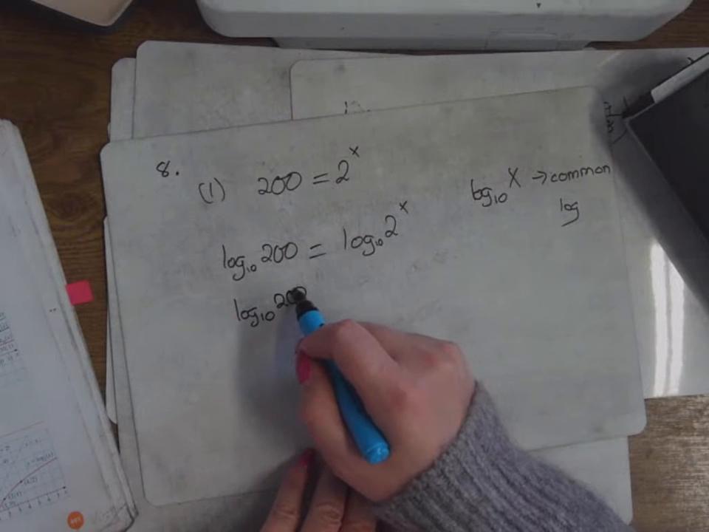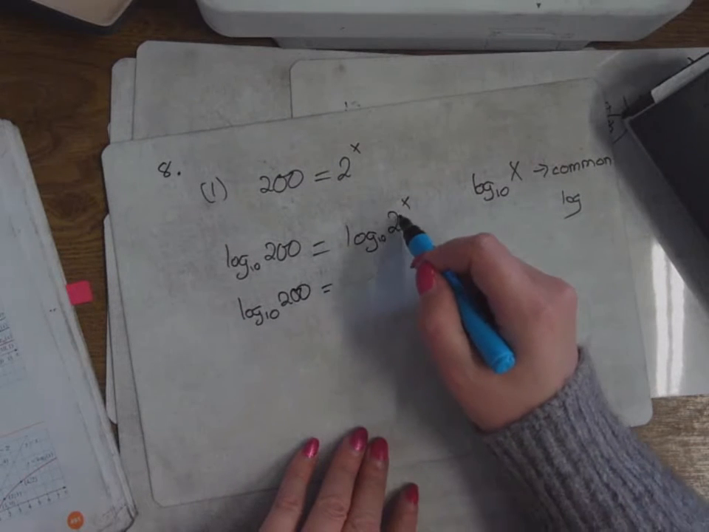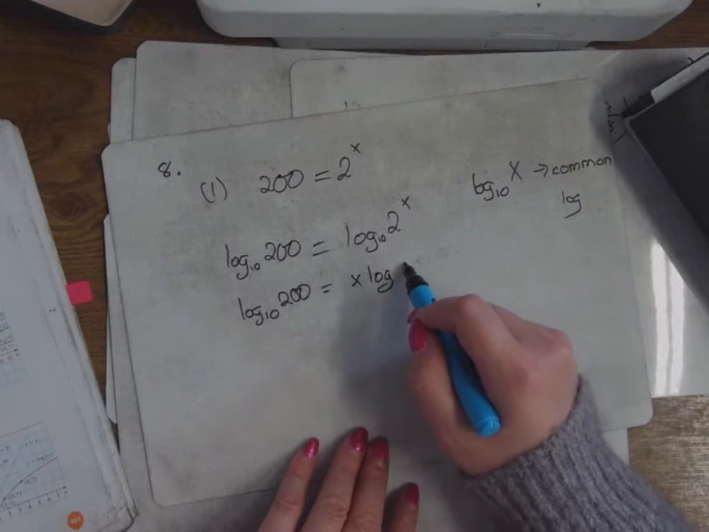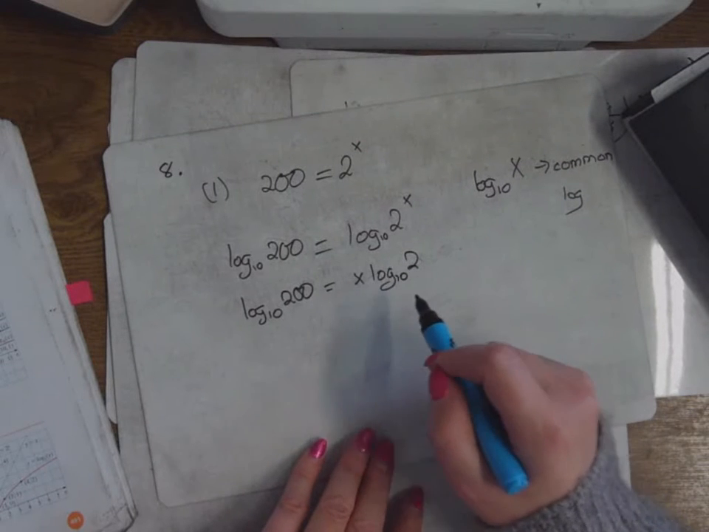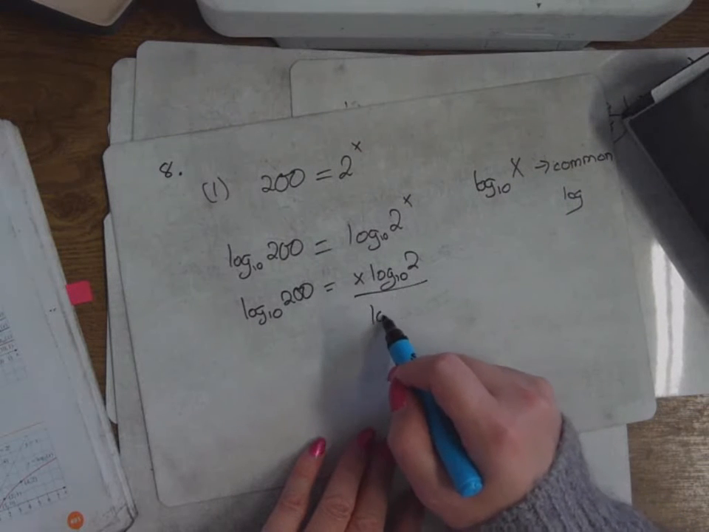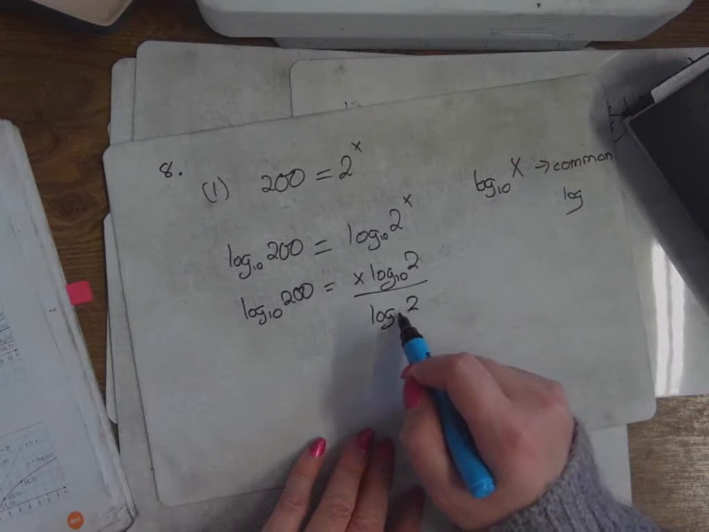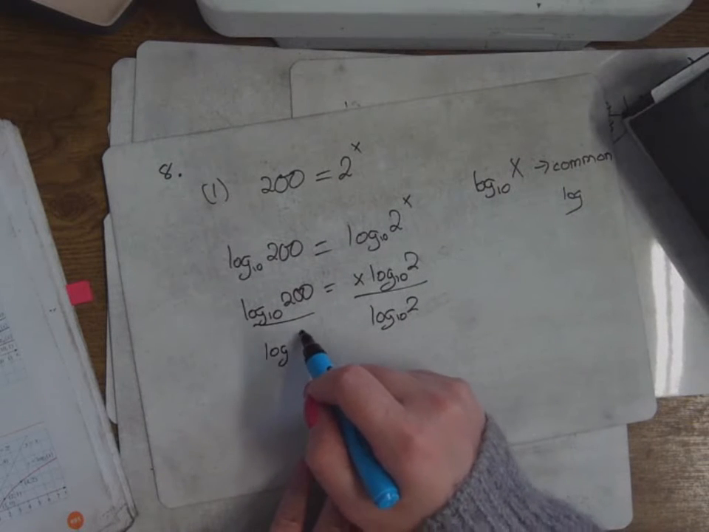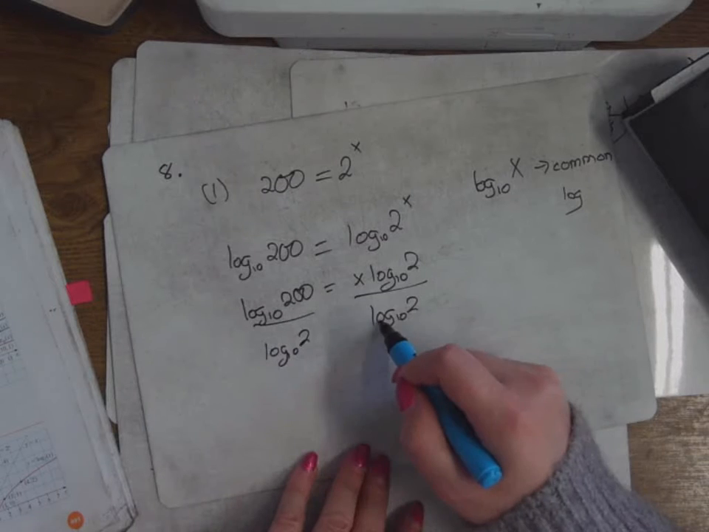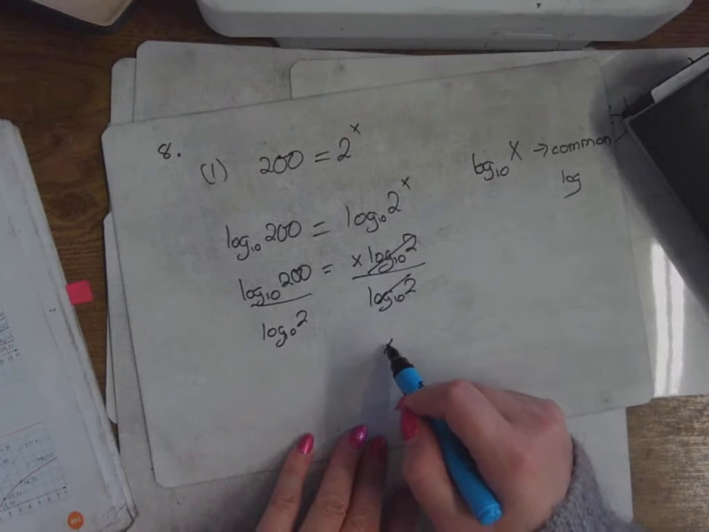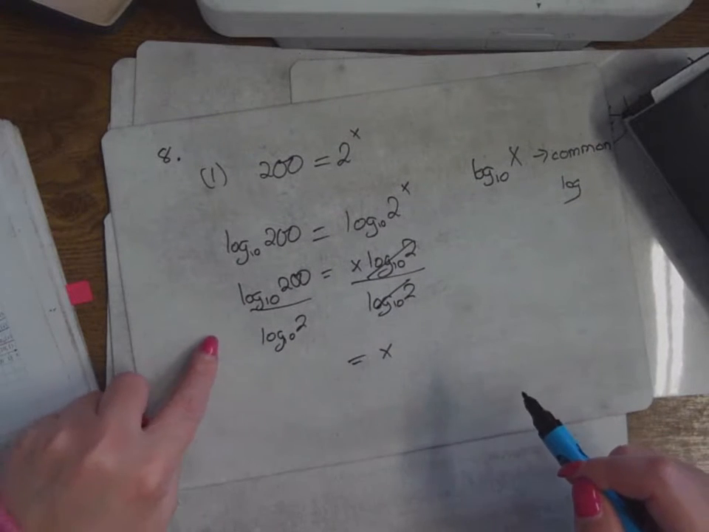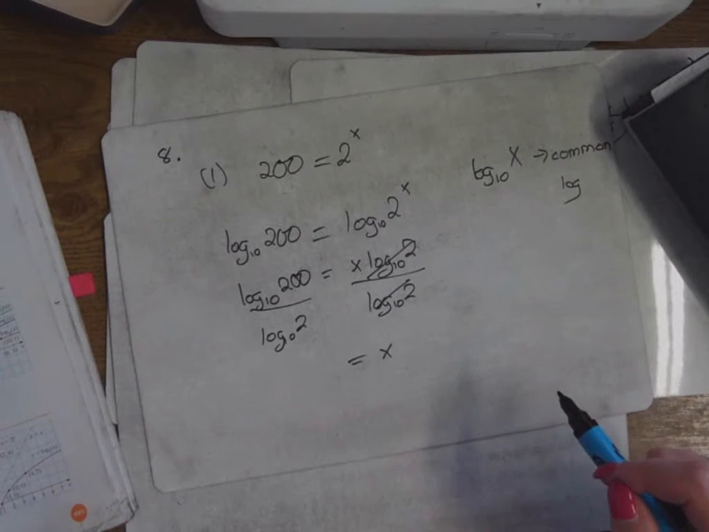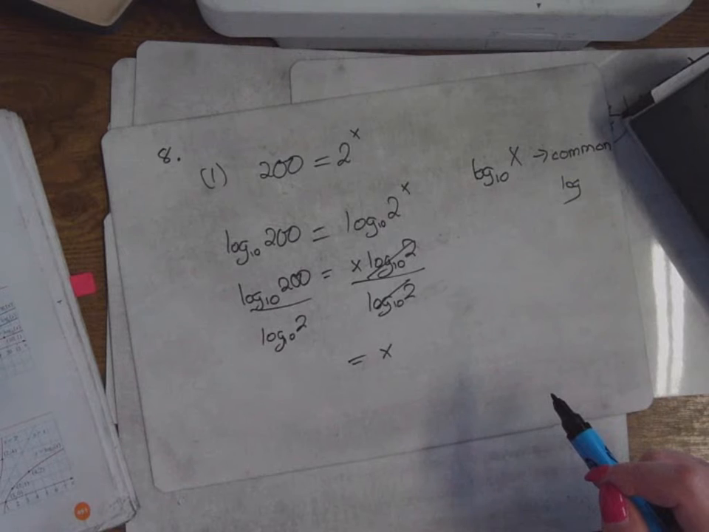You know the way you can bring a power down in front? So you bring the x down in front, x times log of 2 to the base 10, and then you divide each side by log of 2 to the base 10. These cancel at this side, and you're just left with x equals, and this is calculator work. So in your calculator just use the log key.